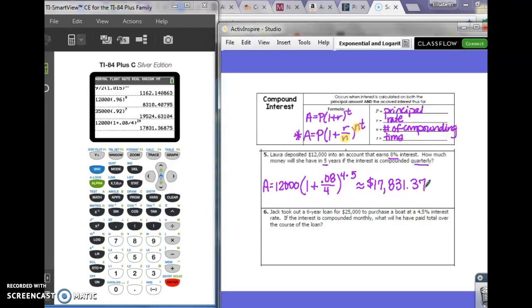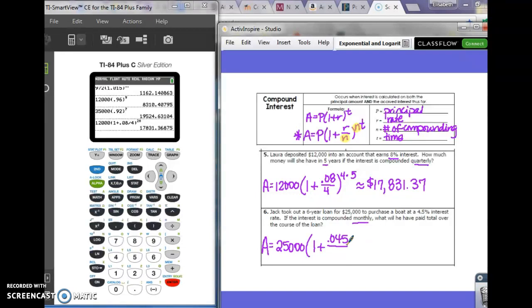Number 6 says Jack took out a 6-year loan for $25,000 to purchase a boat at a 4.5% interest rate. If the interest is compounded monthly, what will he have paid total over the course of the loan? So A is the total amount that he will have paid. The initial cost of the boat was $25,000. 1 plus R as a decimal, so 0.045 over N.